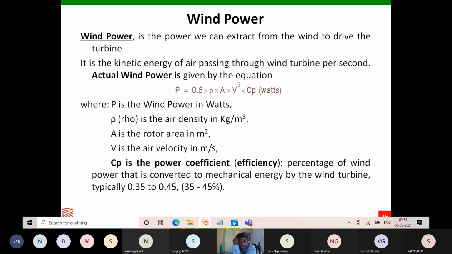That is, the wind energy is converted into mechanical energy first, and then is converted into electric power by connecting it to a generator. So the conversion percentage into mechanical energy is about 35 to 45%.